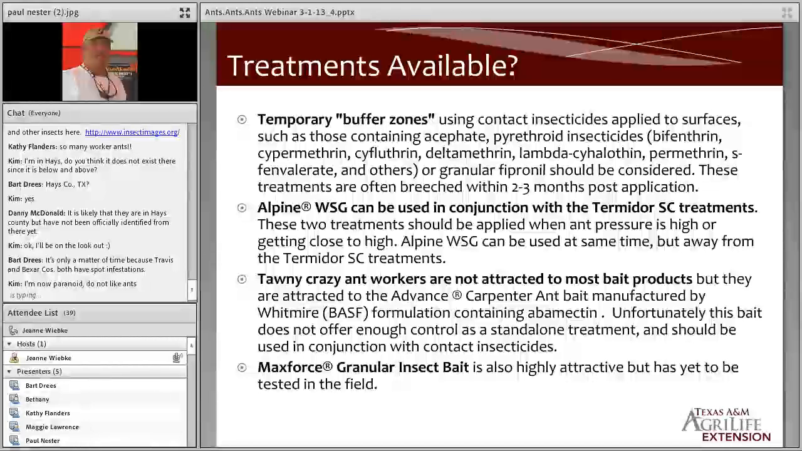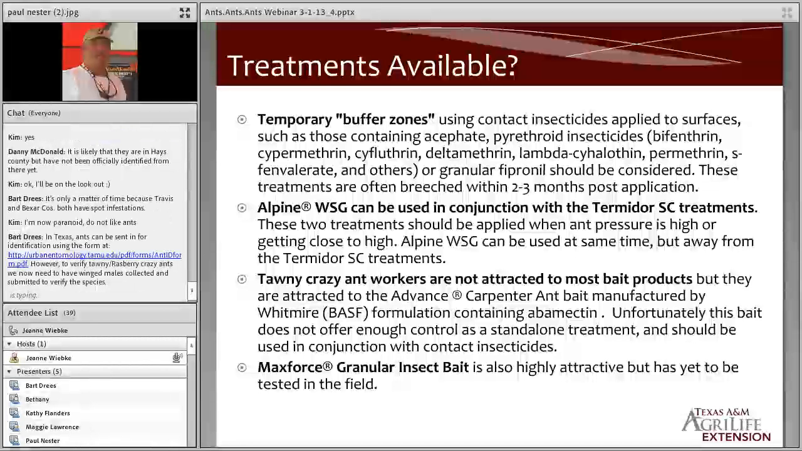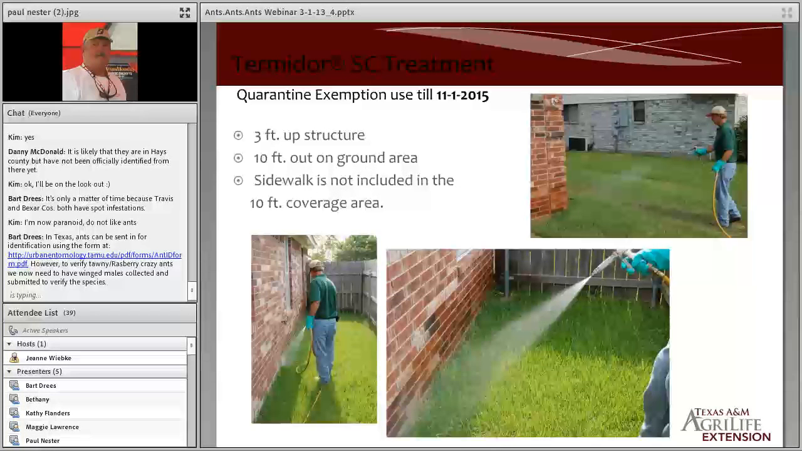The tawny crazy ant workers are not attracted to most bait products. They are attracted to the advanced carpenter ant bait, but we recommend that this bait be used in early populations or building populations. Once the populations get very, very high, this bait just does not seem to be effective. There's also some information that the Max Force granular insect bait is showing promise. Right now, we're hoping to test this bait in the field and get more information, so it'll be another part of the puzzle to help control this ant.